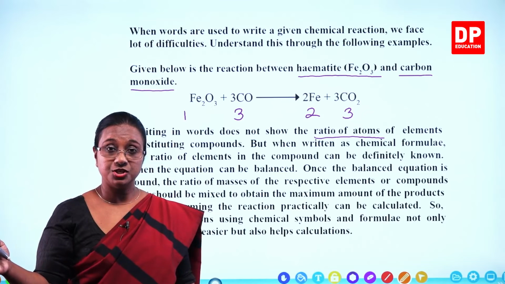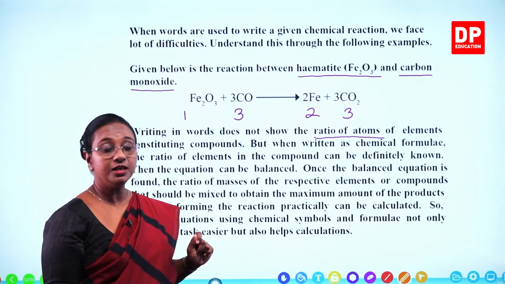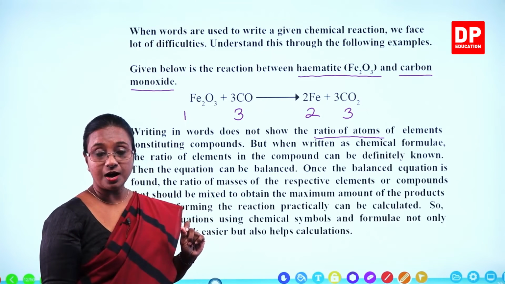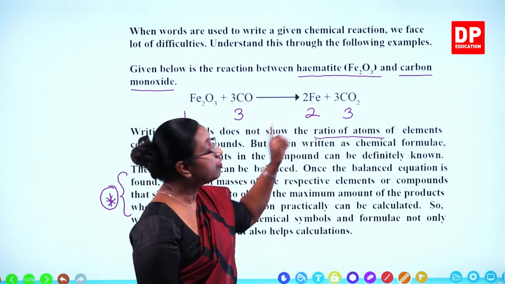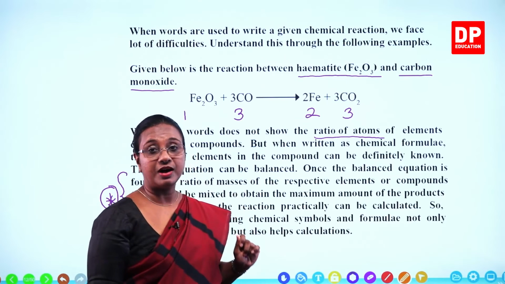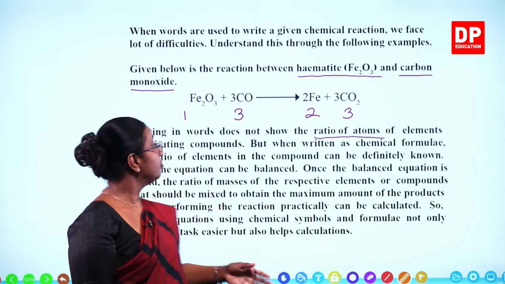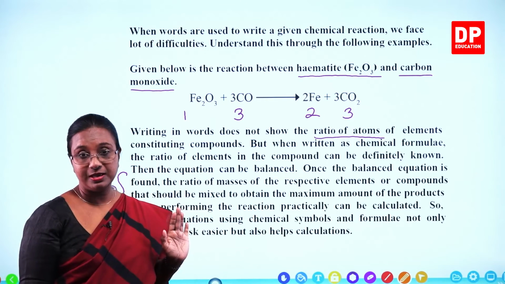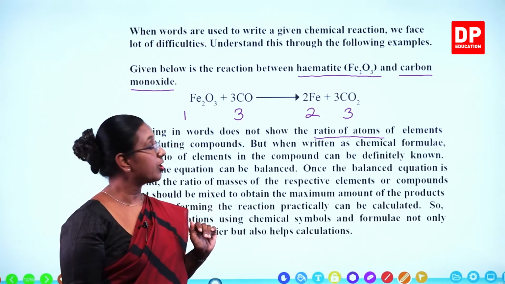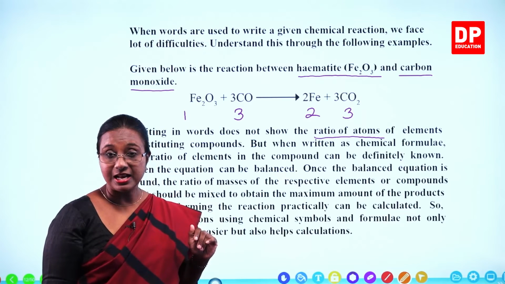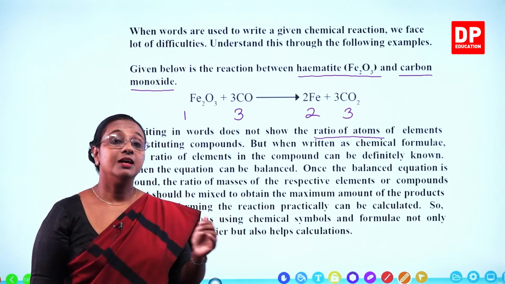That is the ratio. So accordingly, if you take 2 moles of Fe2O3, you will get 6 moles of carbon monoxide to react completely, and you will get 4 moles, double the number, 4 moles of iron and 6 moles of carbon dioxide. So if you use 10 moles of hematite, Fe2O3, you will need 30 moles of carbon monoxide, 20 moles of iron will be produced, and 30 moles of carbon dioxide will be liberated.